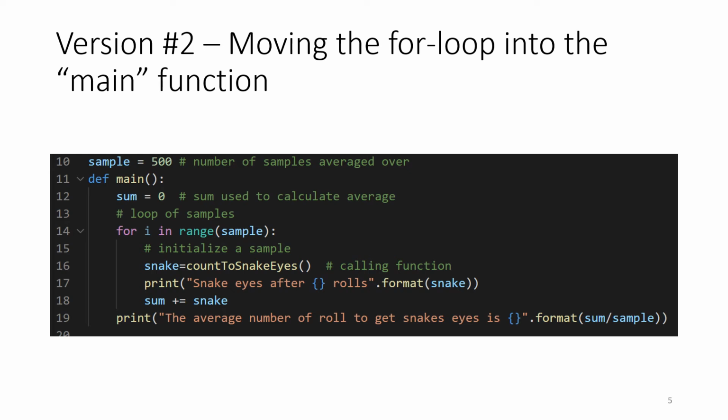A function must be defined before it can be called, and this gave our first version of the program with functions a sort of bottom-up organization. We defined that innermost while loop as a function. We had to define that function first, and then we could call it in a for loop. In this version 2 of the program, we are going to define a second function we're calling main, and we're going to move the for loop into that main function.